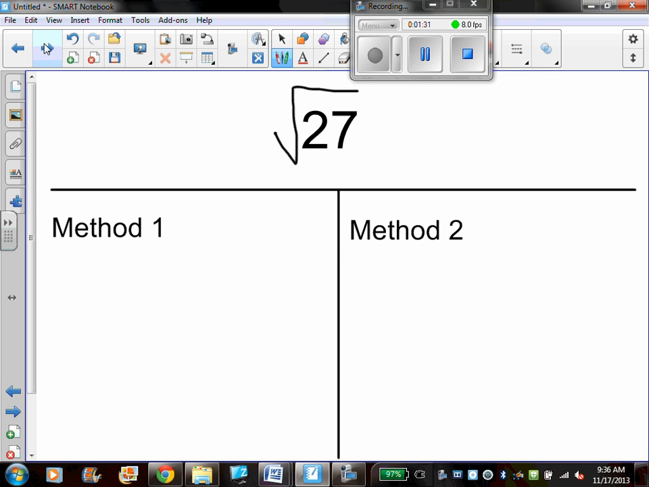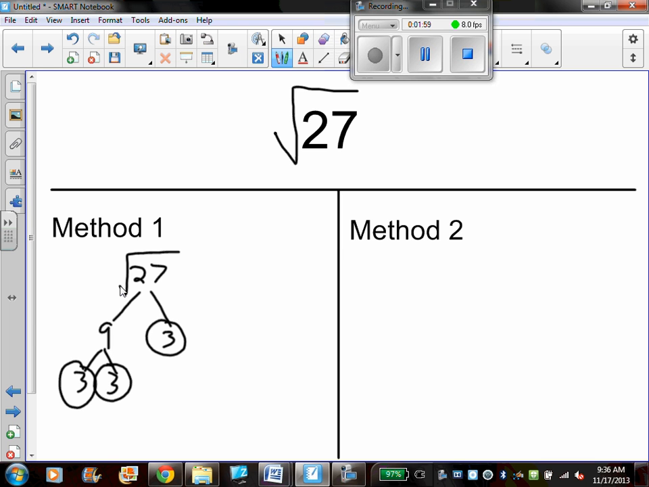One of them is by using a factor tree. So if we start with the square root of 27, and we start breaking up 27 into parts, two numbers that multiply to make 27 would be 9 and 3. The 3 is a prime number, so we're going to circle it. 9 is not prime yet. We can divide 9 into 3 and 3. But 3 is prime, and 3 is prime.